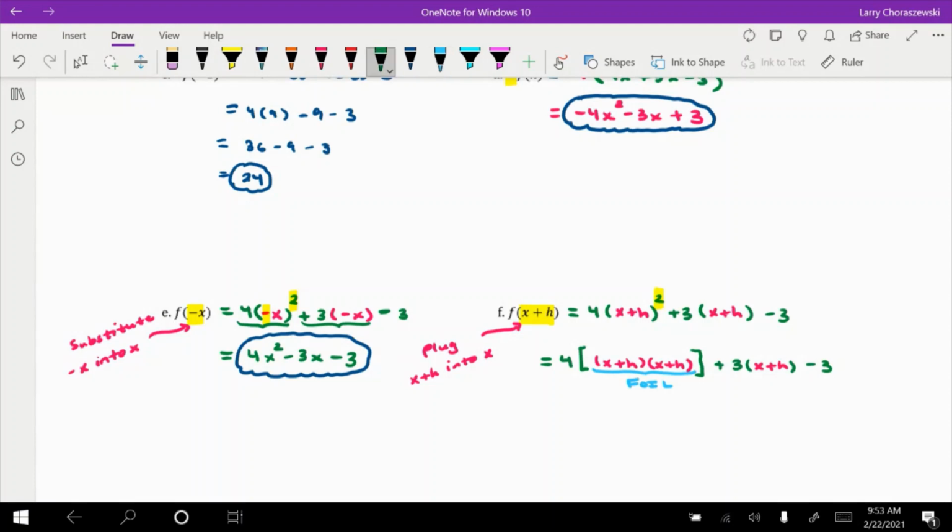Okay, so I'm going to give you the next 30 seconds or so to FOIL out the x plus h expressions, and I'll show you what I got, and we can go over any questions afterwards. Once we're all good to go, we'll wrap up the rest of this problem. All right, so go ahead and see if you can FOIL out the x plus h expressions, simplify it as far as possible, and we'll pick back up in about 30 seconds or so.